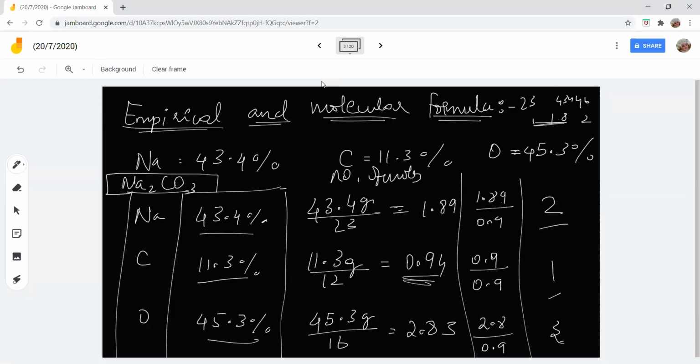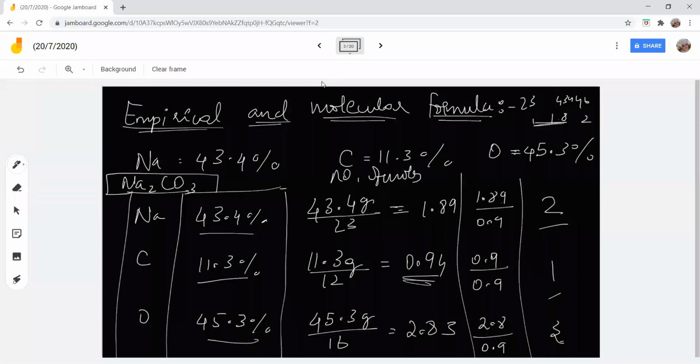You all understand? Then I'm dividing it by the molar mass. Given mass by molar mass will give you the number of moles. So I have identified the number of moles also. Now what will I do? Simplify. Find the simplest ratio between the number of moles so that I'll get the empirical formula. Do you all understand now?